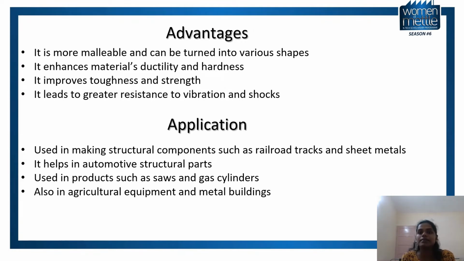The major sectors and applications where hot rolled steel products are used are railroad tracks and sheet metals. In automotive structural parts, we can use it, as well as gas cylinders and saws. In their products they're used, and it has also been used in agriculture equipment and metal buildings.